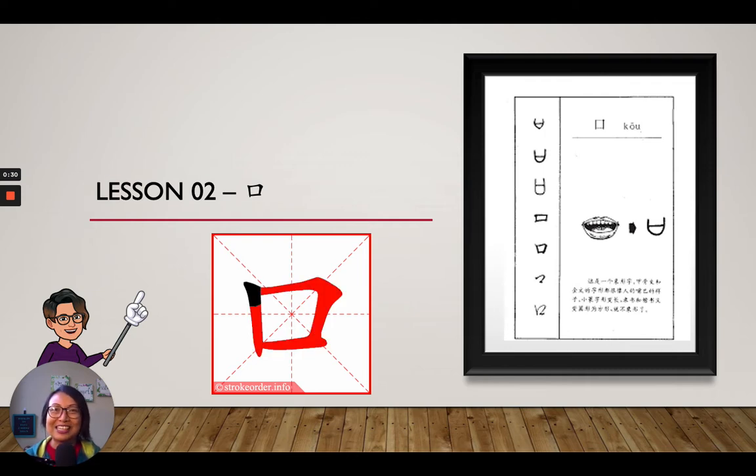If you look at that square, it sort of looks like how the mouth looks when it's open, right? And the very original form of the word 口 looks like this. So I guess you just have to look at it like a happy, smiling face. And slowly people just wrote it into a square. And this is how we actually write the word.